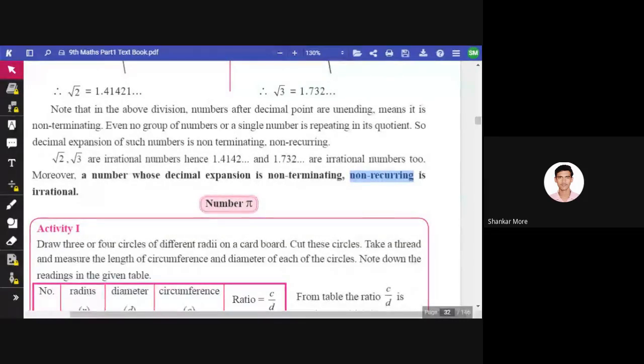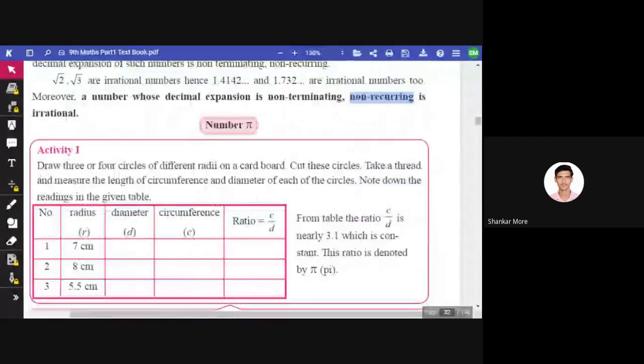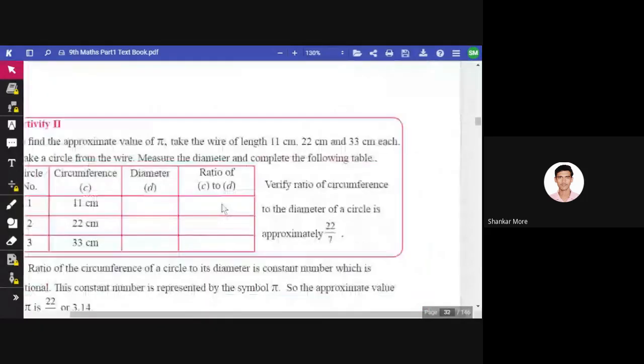Okay, if it is recurring, we have learned that if there is a non-terminating recurring number, how we write it in p by q form, we saw in the last class, right? That means we can actually express that number in p by q form. So we cannot say that it is irrational, it is rational, it comes under the rational category. Okay, so this is the activity you have to do. We have to learn about the number pi. So these activities you can do.